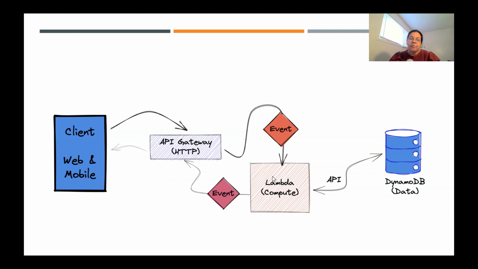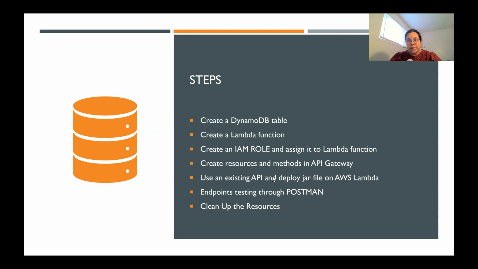Finally, API Gateway will reply to the client with the data that the client has requested through the HTTP request. So that is a complete flow of the application, or you can say complete flow of the services that we will be integrating in the hands-on session that we'll be doing today. And these are the steps that we are going to follow while we are looking into this hands-on.